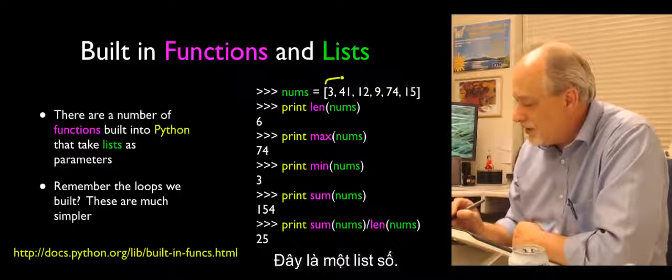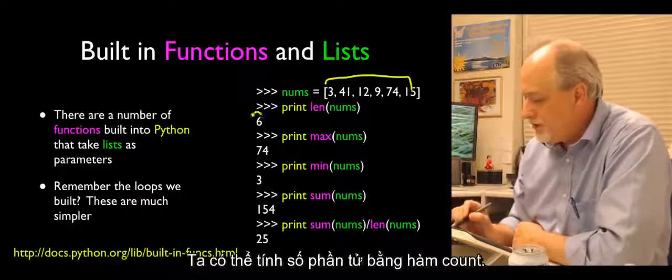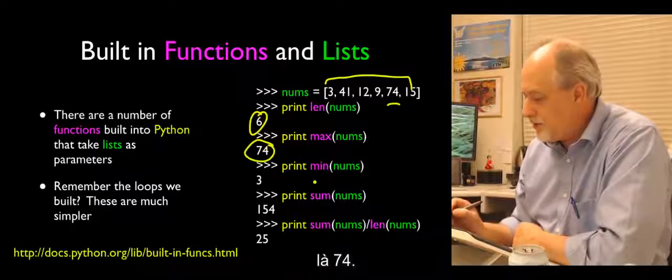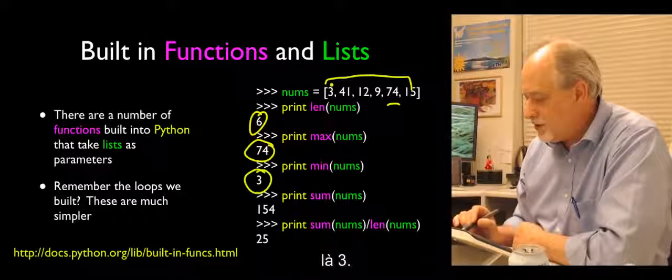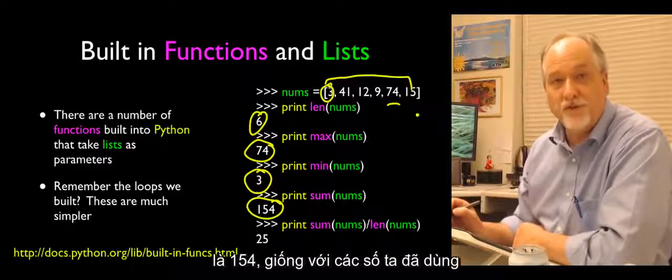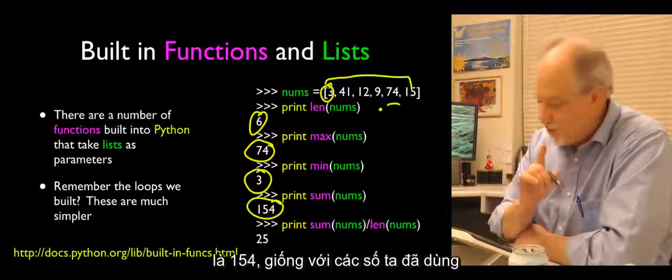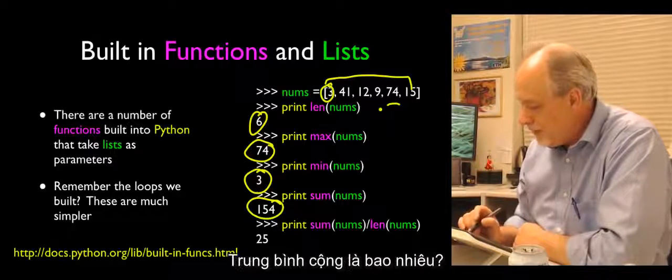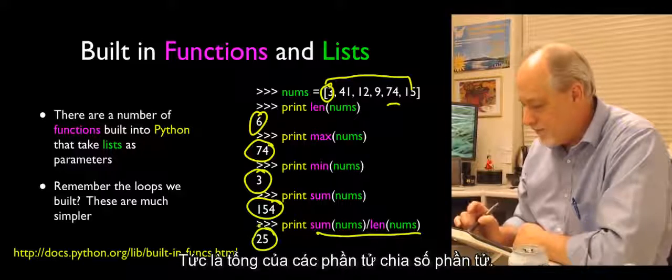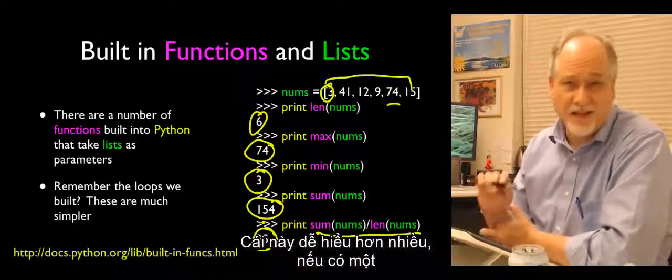So here's a list of numbers. We can say how many are there. That's the count. We can say what's the largest. It's 74. What's the smallest? That'd be 3. What is the sum of the running total of them all? 154. If you remember from a few lectures ago, these are the same numbers. And what is the average, which is sum of them over the length of them? Okay. So this makes a lot more sense.